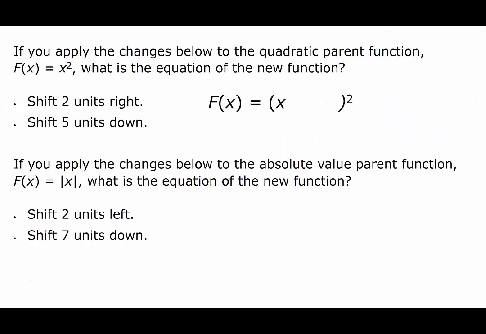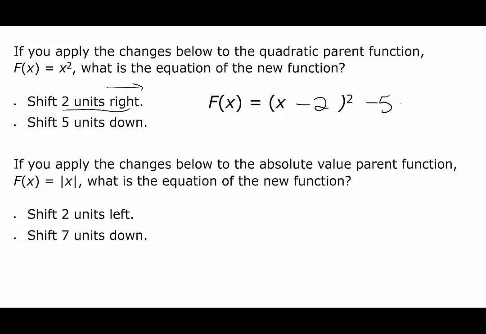If you apply the changes below to the quadratic parent function, f of x equals x squared, what is the equation of the new function? 2 units to the right. That's a horizontal shift, so we need to do the opposite sign. Since we're going in the positive direction, we're going to subtract 2. 5 units down, subtract 5 from the end.